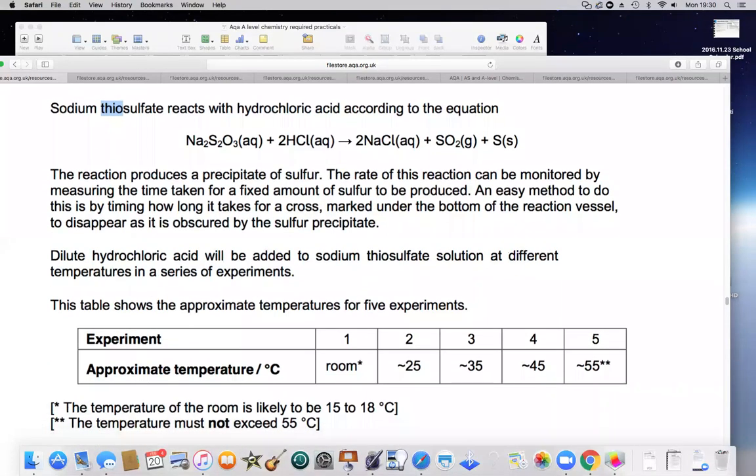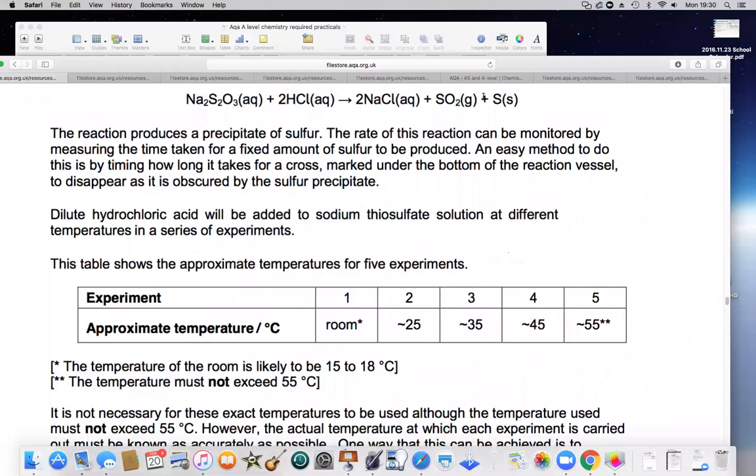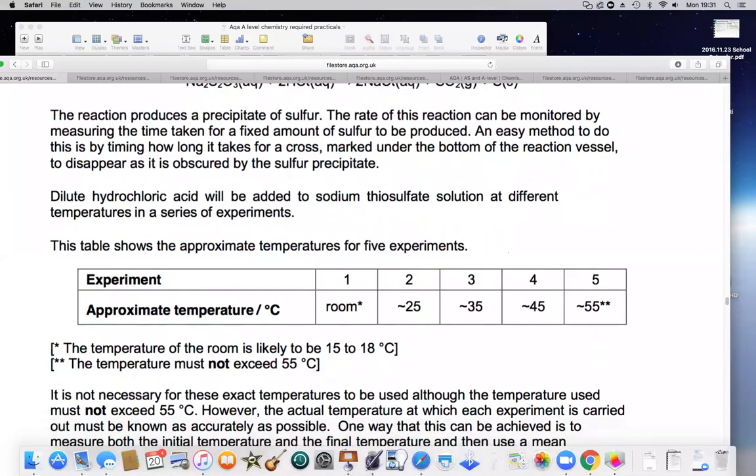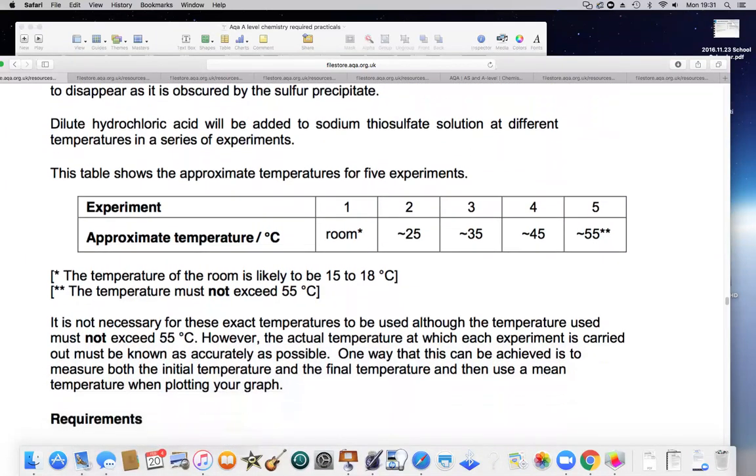Now, suggested temperatures. Controlling the temperature of this experiment is difficult, but you don't have to get the temperatures absolutely exact. Point worth making, it says here, don't exceed 55. If you go above 55, then obviously the reaction will be faster. One of the products is sulfur dioxide gas, which can exacerbate asthma conditions, so that's why you mustn't let the temperature get too hot. Otherwise, there's a danger people will start to choke because of all the sulfur dioxide that's being made. Measuring the temperature is difficult.